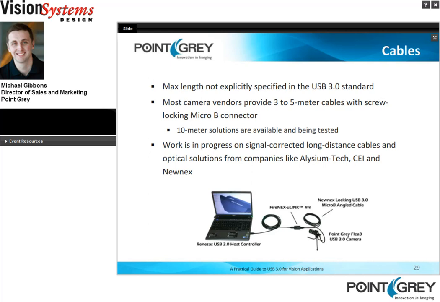Cables. So the maximum cable length is actually not explicitly specified in the USB 3.0 standard. It basically specifies the electrical spec for a cable. So what are the minimum voltage requirements and all that kind of thing. At this point, most camera vendors and most cable vendors are providing 3 to 5 meter cables with the screw locking micro B connector. A lot of the cable vendors are also working on 10 meter solutions. There's also work in progress on active repeaters and optical repeaters from companies like Elysium Tech, CEI, and Nunex. So these will get you even further distances.